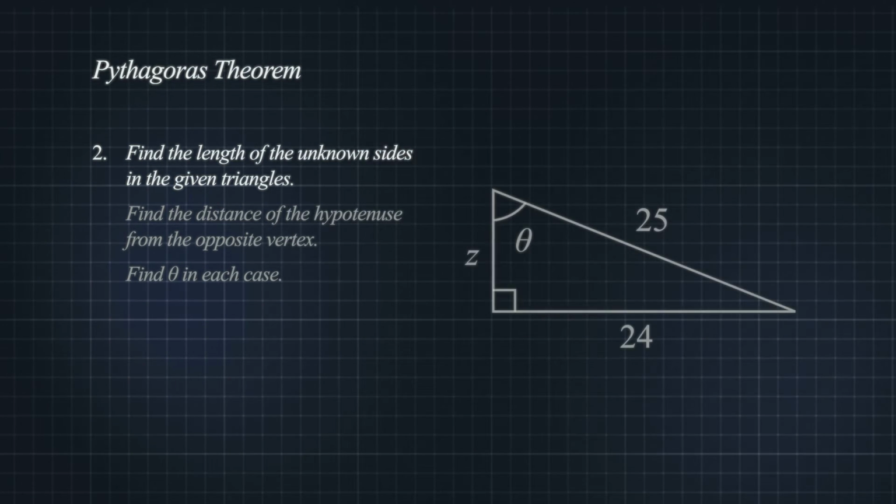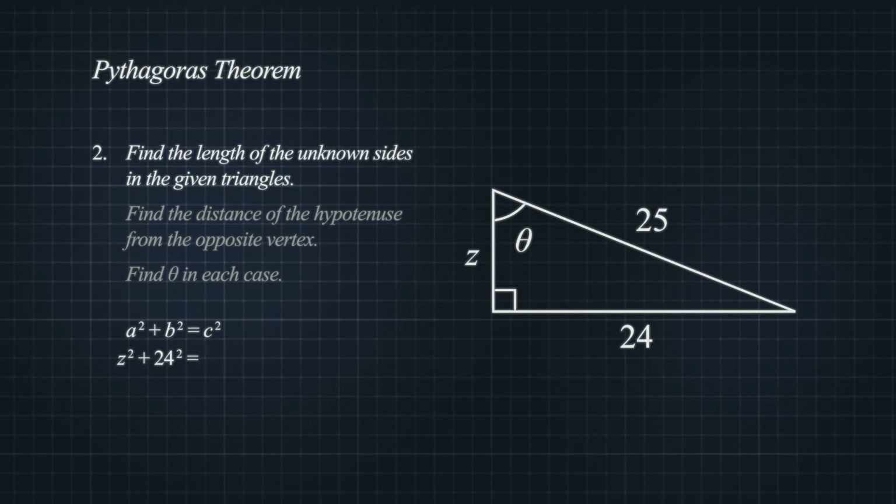For the third triangle, the process is the same. The unknown side, z, is not the hypotenuse in this case either, so we write the equation as z squared plus 24 squared equals the hypotenuse squared, which is 25 squared. 24 to the second power is 576, and 25 squared equals 625.